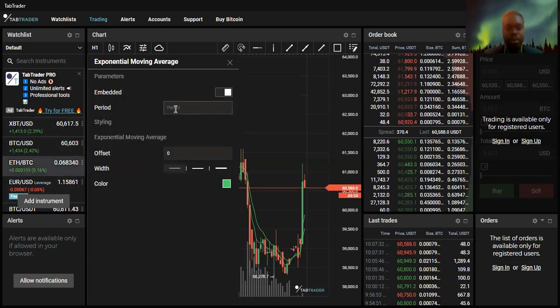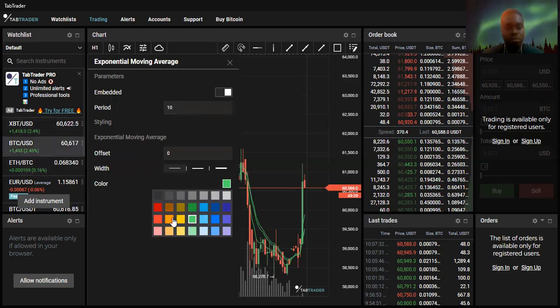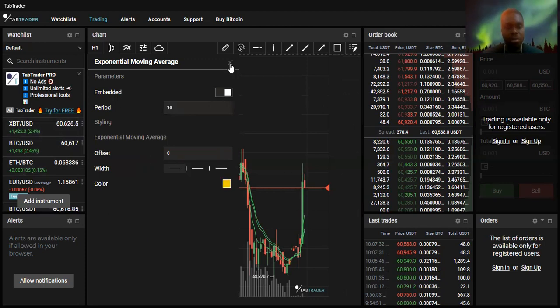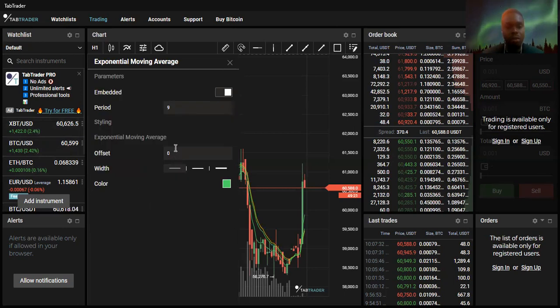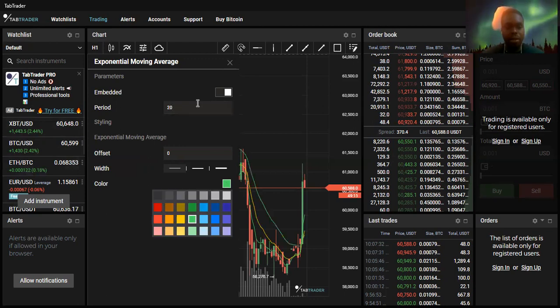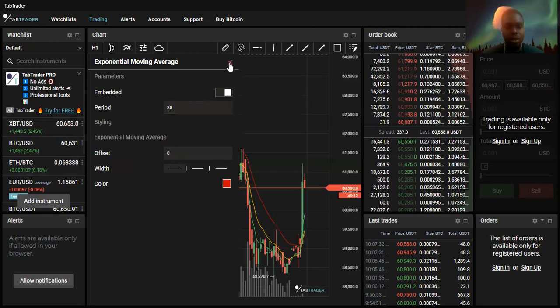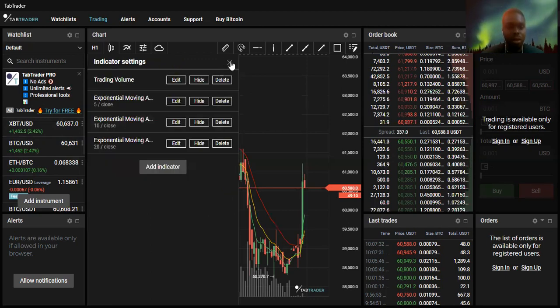I'm going to change the color to, let's call it, yellow. We're going to change the 3rd one to 20. Let's call this one red. Okay, red. I think we are good to go, and this is added already. So we have parameters 5, 10, and 20. This can be 25 too, but let's just leave it.